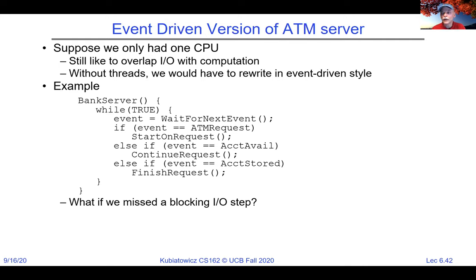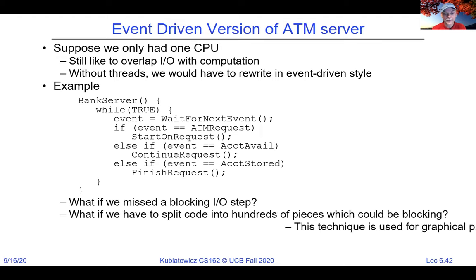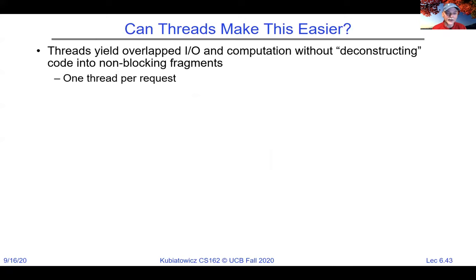But I will tell you that while you can program this way, it's very hard to get it right. Like you could forget an I/O step, like one of these start requests or continue requests might actually do an I/O and you weren't ready for it, which is why we like to have many threads. Okay? So threads can make this easier.